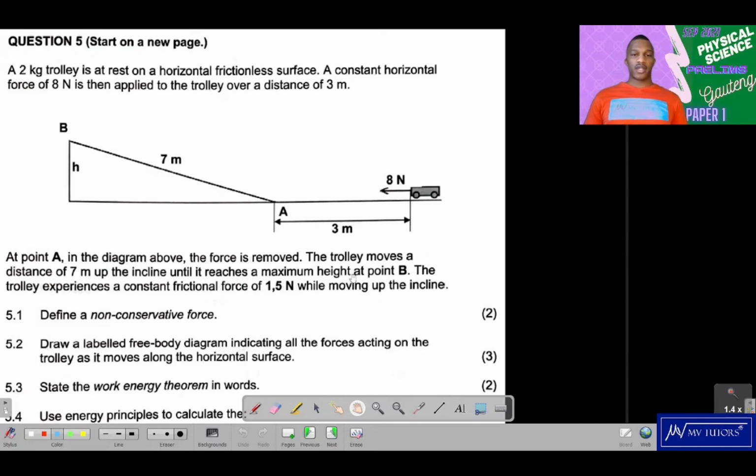well, they don't say what the height is, but they do tell us that it's at point B. Okay, that's the maximum height at point B. The trolley experiences a constant frictional force of 1.5 while moving up the incline. So there's a frictional force here on the incline. Cool. Right, now they say define a non-conservative force.